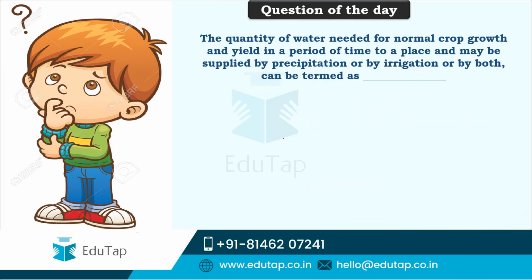So friends, here comes the question of the day. The quantity of water that is required for normal crop growth and yield in a certain period of time in a place, and that may be supplied by precipitation or by irrigation or both. This is the definition of a term. And what is that term? The quantity of water needed for normal crop growth and yield in a period of time in a place, which may be supplied by precipitation or by irrigation or by both, can be termed as what?